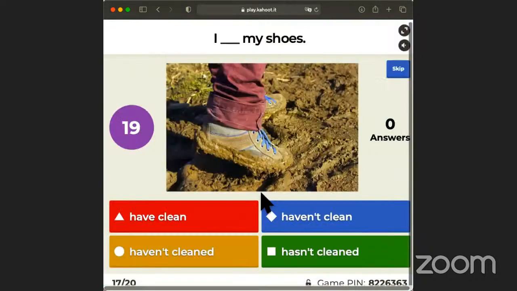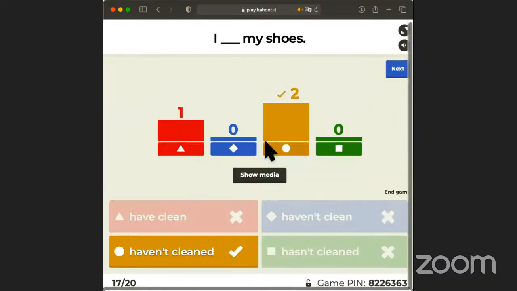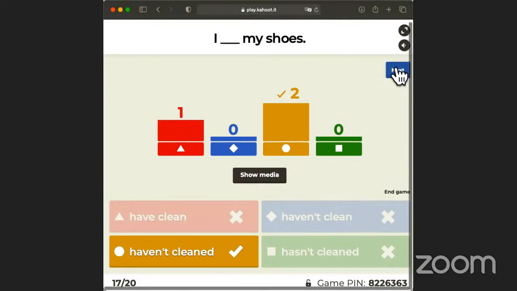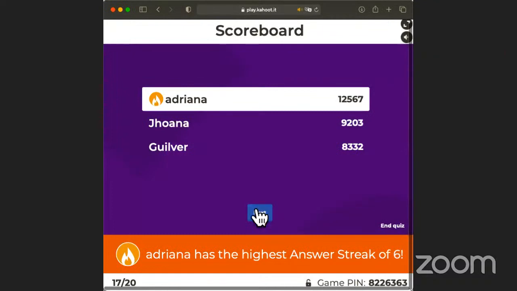All right, I have cleaned, haven't cleaned, hasn't cleaned. Nice. Great, all right. And taking a look at the picture, they were dirty, no? Adriana, can we read it, please? I haven't cleaned my shoes. Thank you very much. Let's continue.